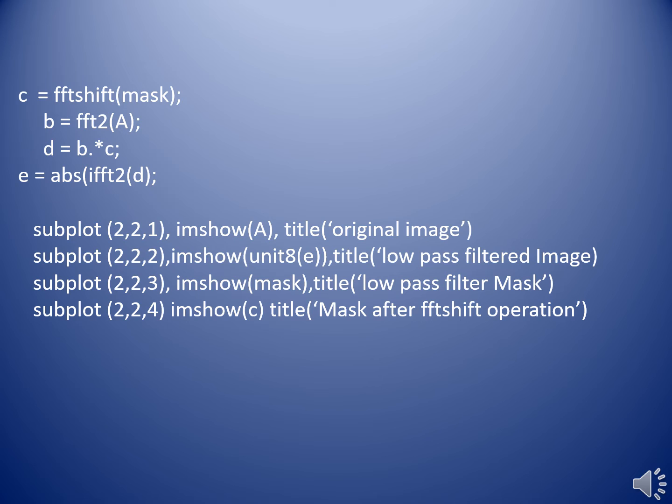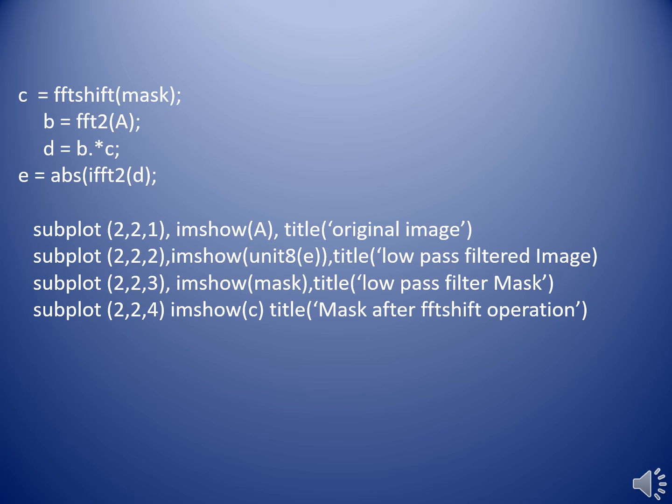For that purpose we have used the absolute value after ifft2, that will be the inverse transformation, of the image d after multiplication of the two transform matrices. Now the task is to display the results. Here we have used the subplot command. Under subplot we have 2 comma 2 comma 1. Here we assigned the imshow command.